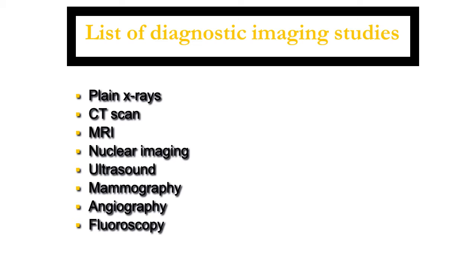Now let's talk about the different types of studies in our department. In general, the kinds of study we have here in Ghana are plain X-rays, CT scan, MRI, nuclear imaging, ultrasound, mammography, angiography, and fluoroscopy. So let's start talking about the plain X-rays.